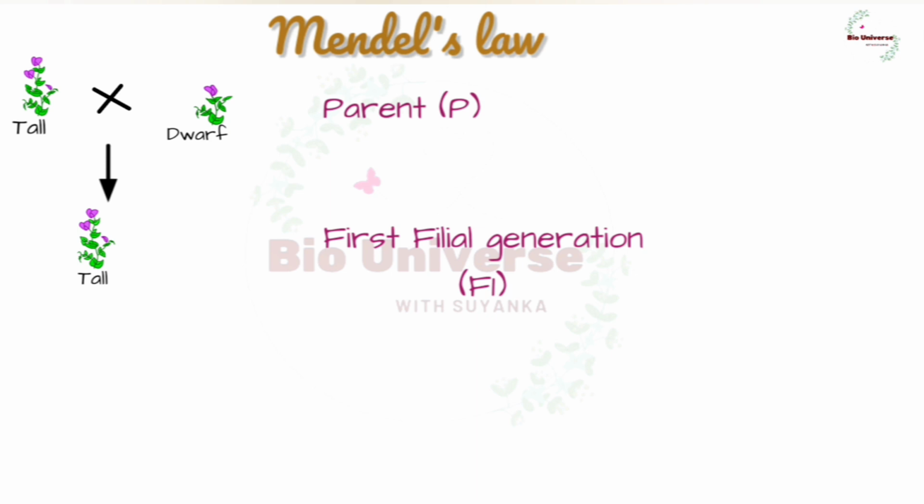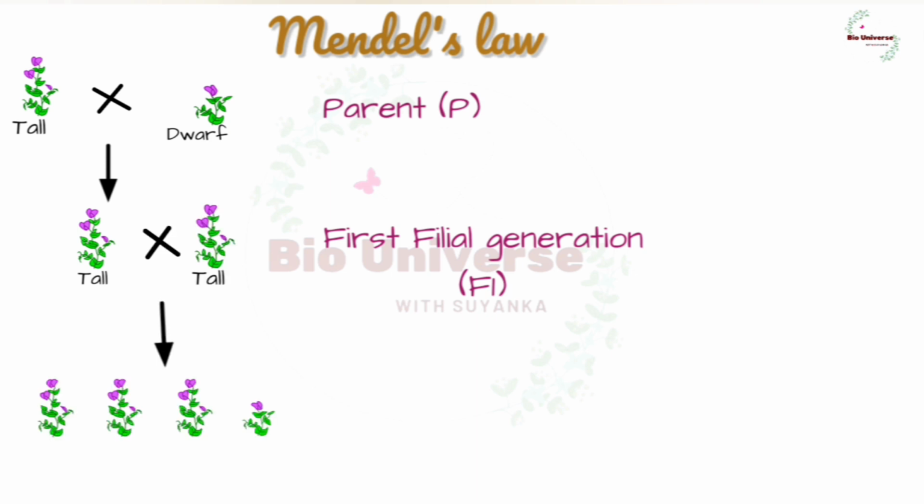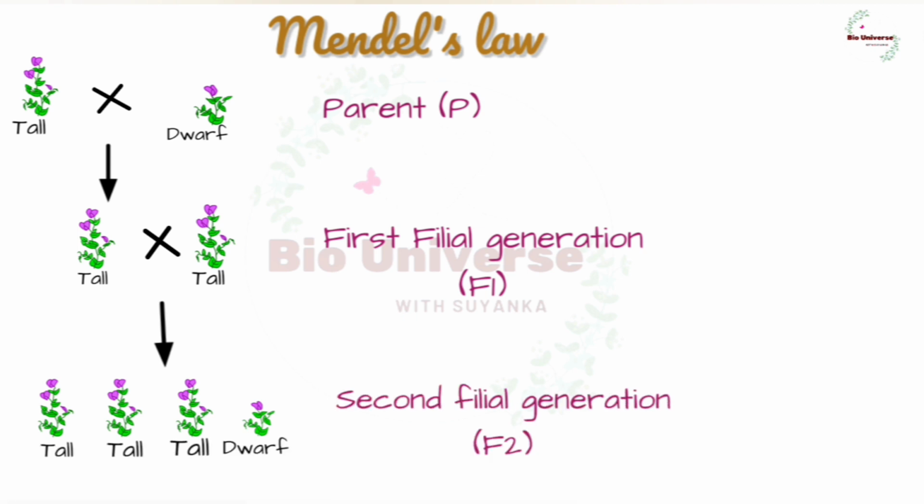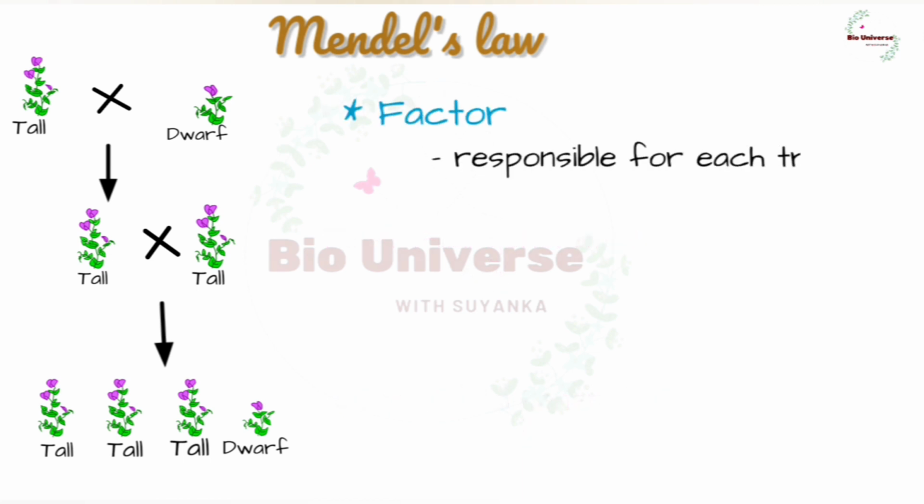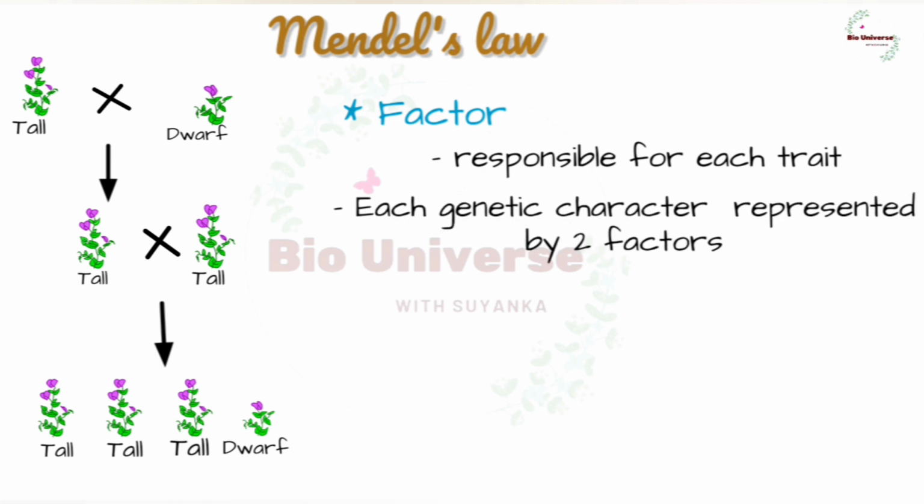When the F1 plants were crossed among themselves, the generation that was produced was called the second filial generation, that is F2 generation. In F2 generation, 1/4 of the total number of plants were short. Mendel called the substance responsible for each trait a factor. He explained that each genetic character was represented or controlled by a pair of unit factors or elements. The unit factors became known as alleles.